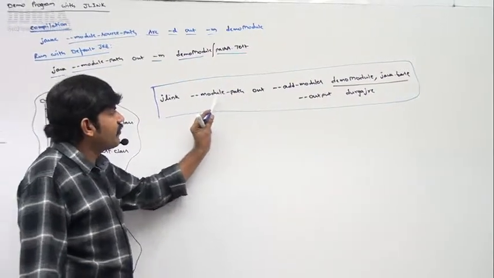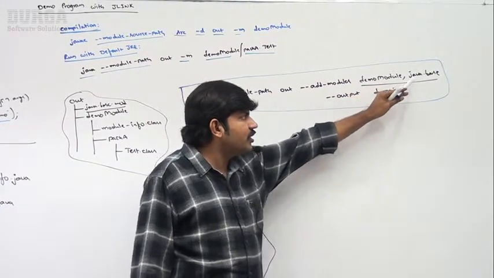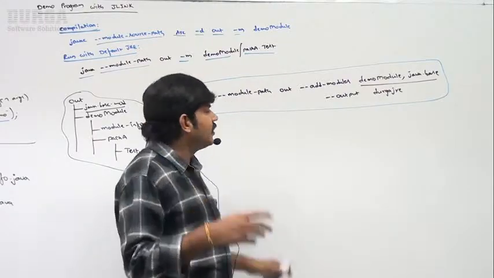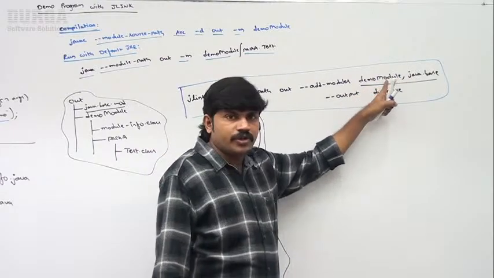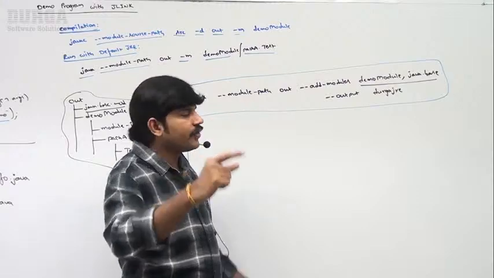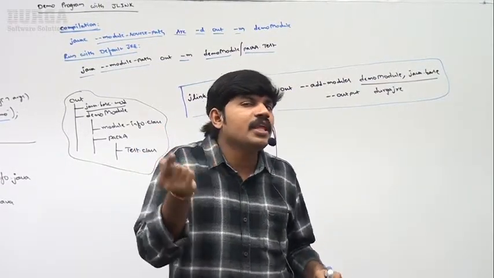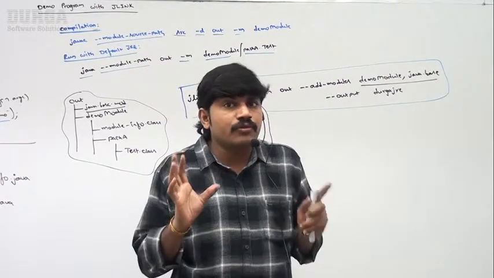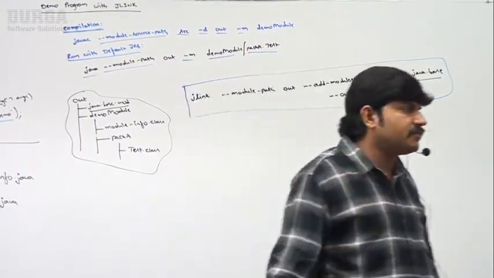jlink --module-path out --add-modules demo module, java.base module, next --output DurgaJRE. jlink creates DurgaJRE with only these 2 required modules, which are available inside the out folder. Clear for all of you, right? If you take it like this, DurgaJRE is ready. Remember that. What is the default JRE size and the DurgaJRE size? Both I will compare, so that you can see whether there are memory improvements or not. One minute, just observe that.